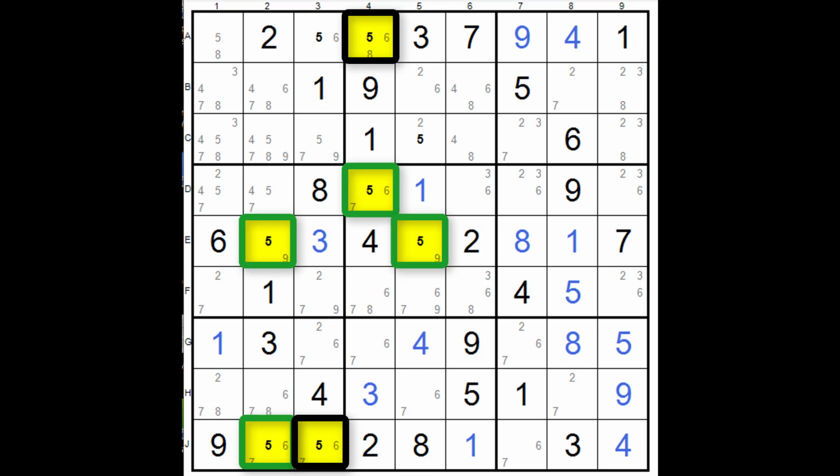So we're starting on A4, ending on J3. What cell can see the beginning and the end? Where's the intersection of the two of those? Well, the intersection is there at A3. So that's our target cell. We're going to try and see, can we get rid of the 5 in that cell?